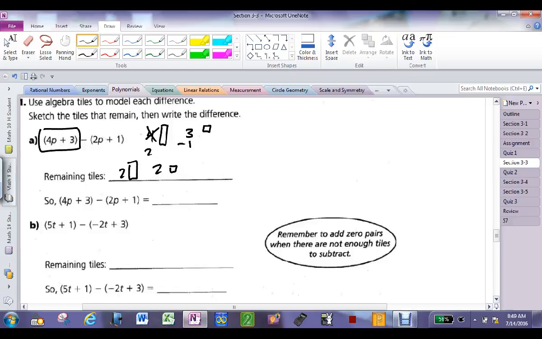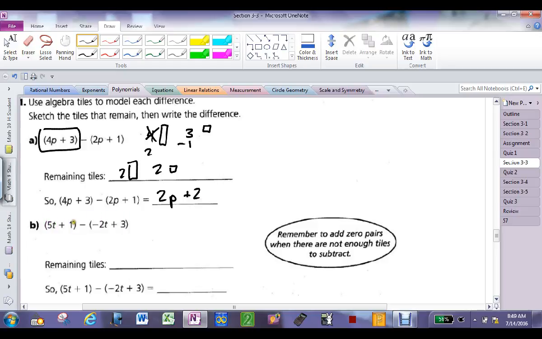What is the proper answer? Not x. 2p. Minus? Minus 2. Minus? Plus 2. Plus 2. Plus 2. Okay? Everybody good? All right, let's do this one.